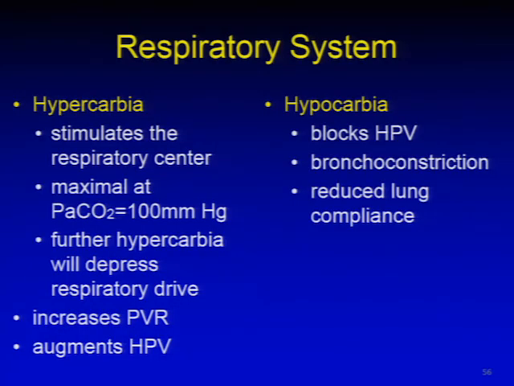Carbon dioxide levels have effects on the other organs as well. Hypercarbia will stimulate the respiratory center. It will do so maximally at about 100 millimeters of mercury, but above that, hypercarbia will depress respiratory drive. It will increase pulmonary vascular resistance. It will augment hypoxic pulmonary vasoconstriction. Hypocarbia will block HPV. It will cause bronchoconstriction, and it will reduce lung compliance.